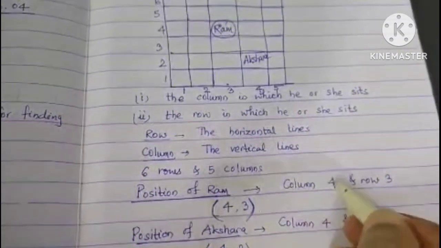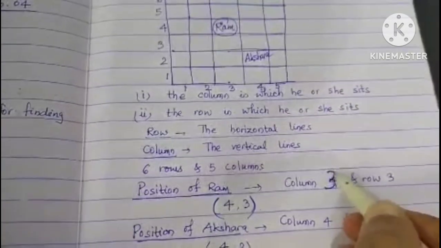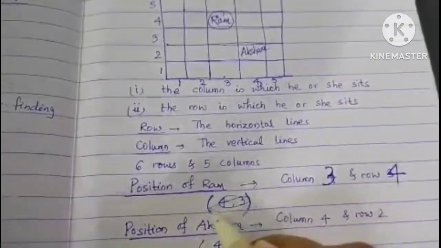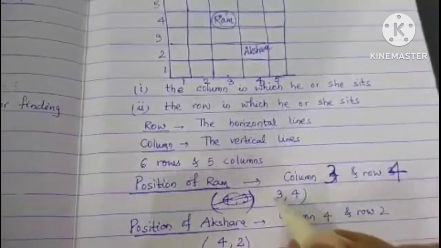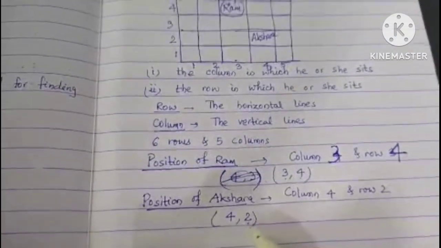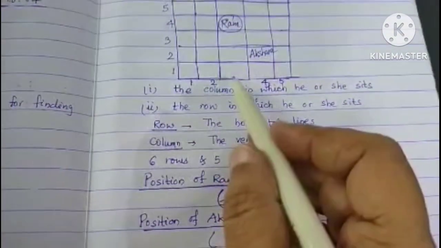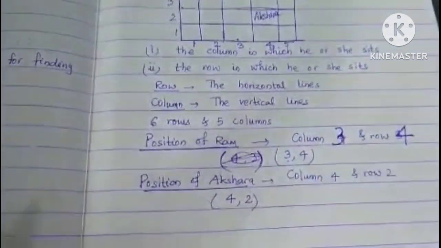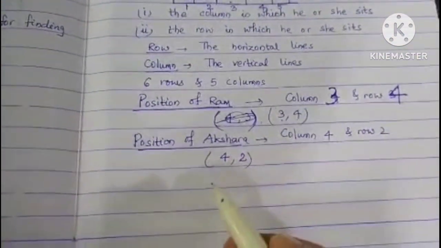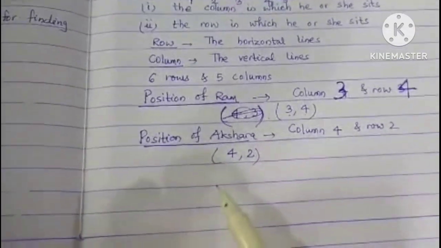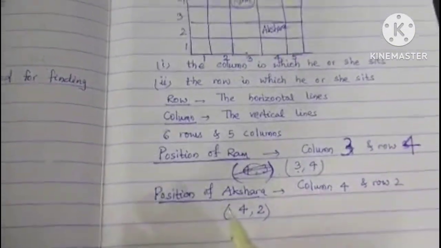Ram was sitting in column 3 and row 4, and Akshara is sitting in column 4 and row 2. Okay, this was column 3, row 4, and column 4, row 2. So we can easily locate the position of Ram and Akshara through this example also, with columns and rows.